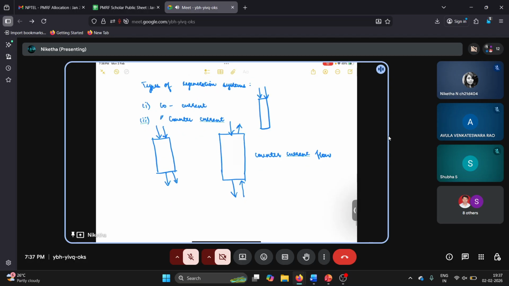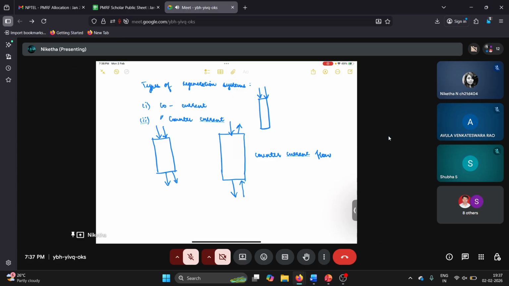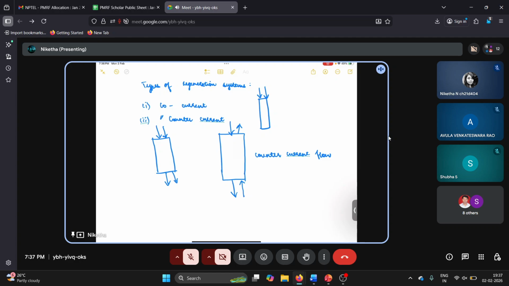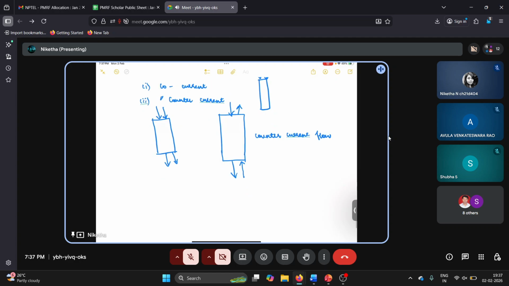So, can you tell me which of these will have a better efficiency? Counter current, ma'am. Yeah, because since we are moving in the opposite direction, in case there are any blockages, all of that will get cleared up. It also ensures better efficiency. So efficiency is higher in case of counter current flow.